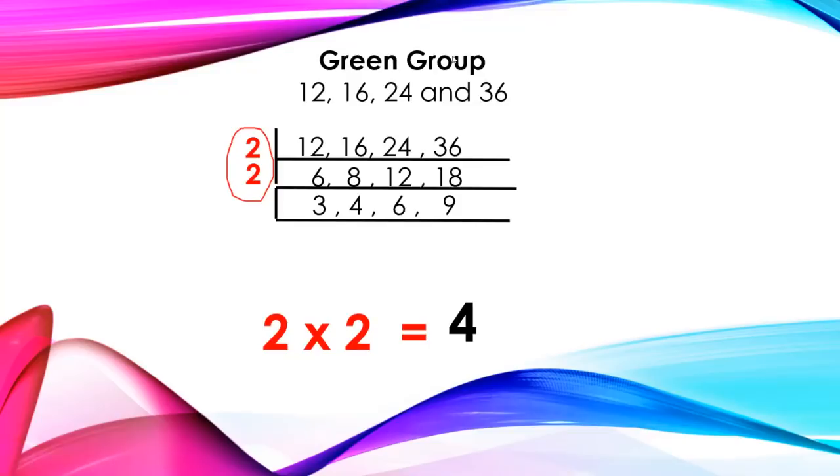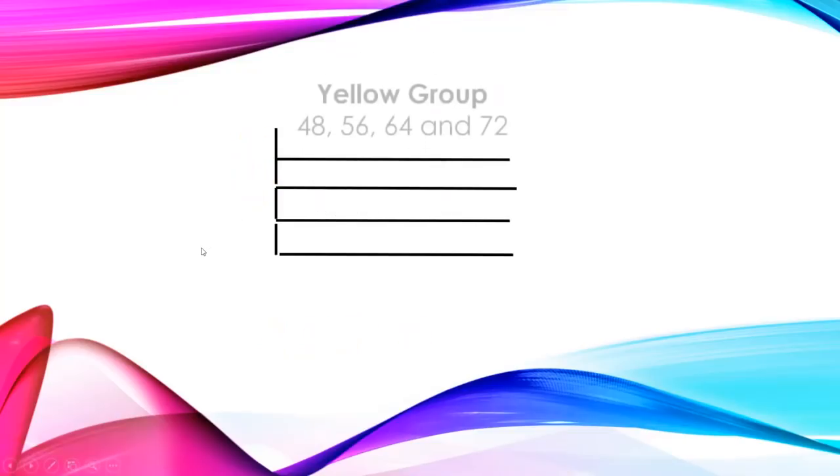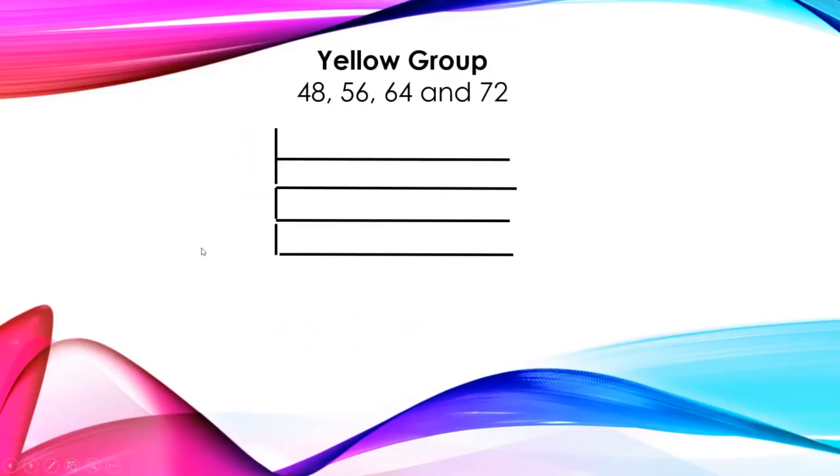Okay? So let's have the next example. Next set of numbers, 48, 56, 64, and 72. So align it horizontally. As you have noticed, this set of numbers are all even numbers. So let's use 2. Okay, so let's divide each number.